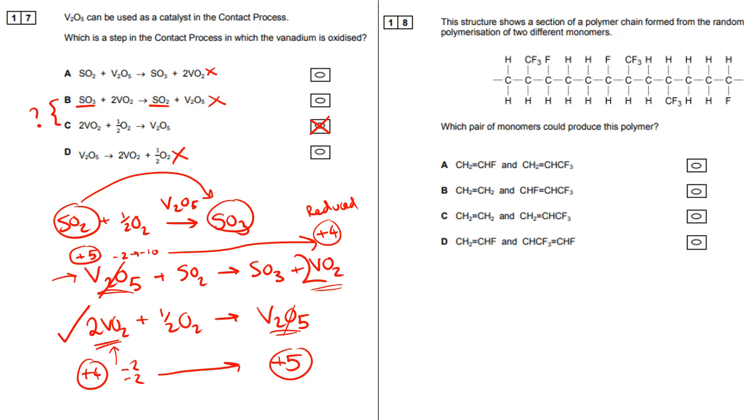Question number 18. This structure shows a section of a polymer chain formed from the random polymerization of 2 different monomers. Which pair of monomers could produce this polymer? So we've got a pair of monomers. It's showing carbon-carbon bonds. There's no COs, no NH groups. So this is addition polymer. So we're trying to work out which alkenes were present, and you can see there's alkenes in the answers.